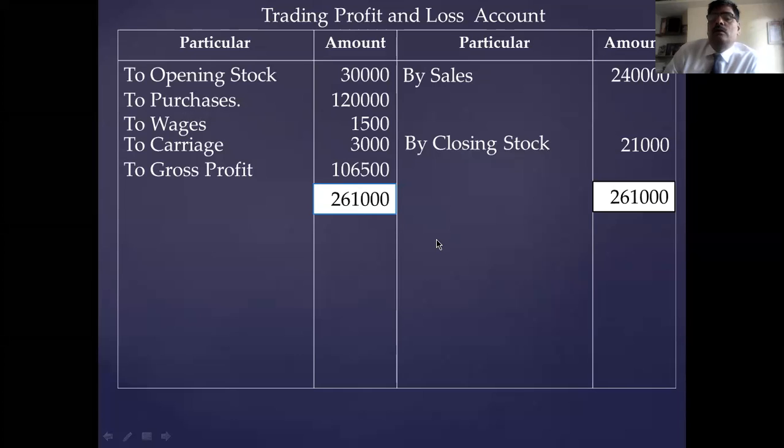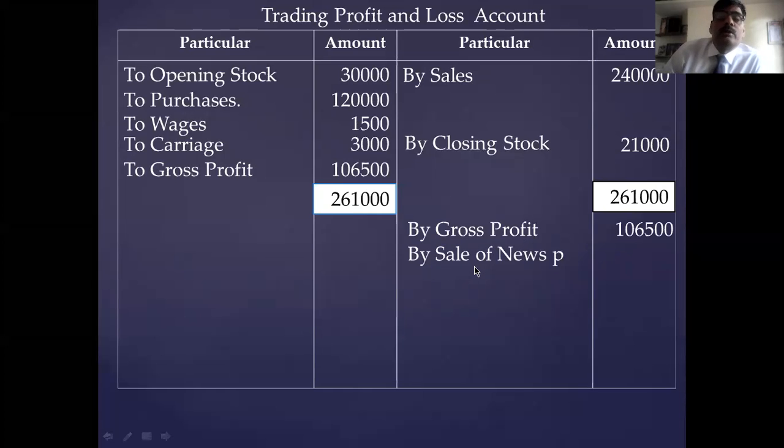1,06,500 is the gross profit. You take this gross profit to the P&L account part. Then you enter the P&L account items from the starting. First is sale of newspaper in the cash book receipt side. Sale of old newspaper is 100 rupees. It is a receipt, it is income, so you take it on the credit side. Then expenses on the debit side.